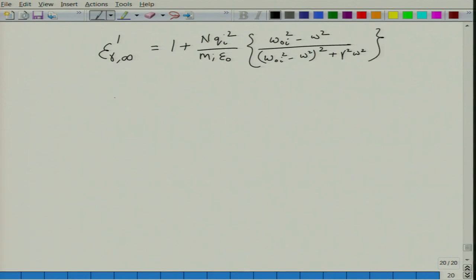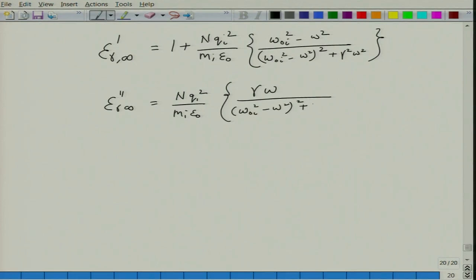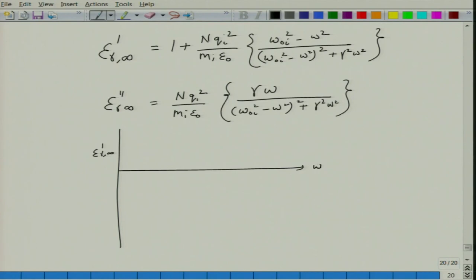Okay. And the imaginary part will be n qi square divided by mi epsilon naught into gamma omega divided by omega naught I square minus omega square to the power 2 plus gamma square omega square. It is simple separation of variables. Okay. So, when you plot this now, what you will obtain is something like this. When you plot dielectric constant, this is epsilon r infinity, okay, as a function of frequency, we will see it goes.